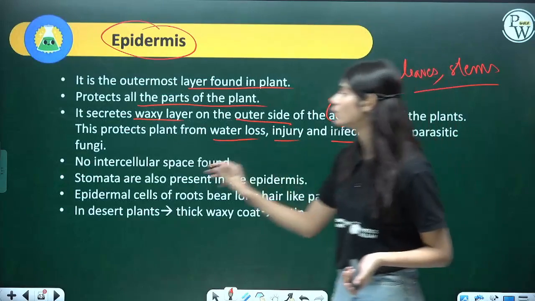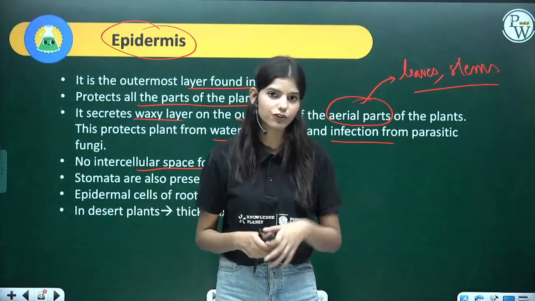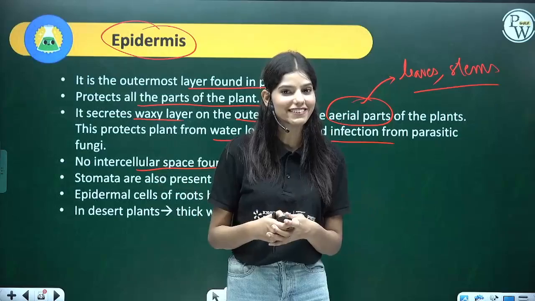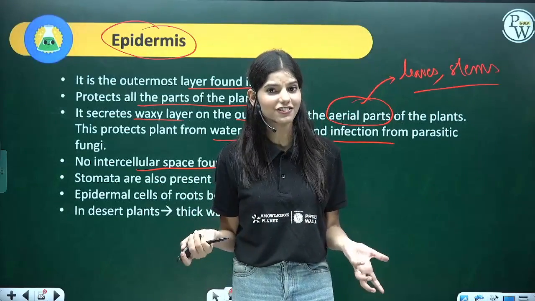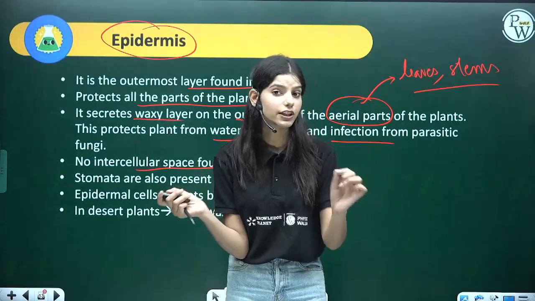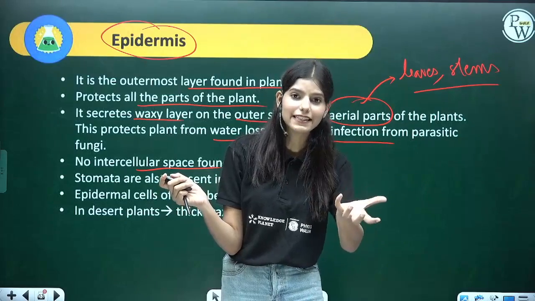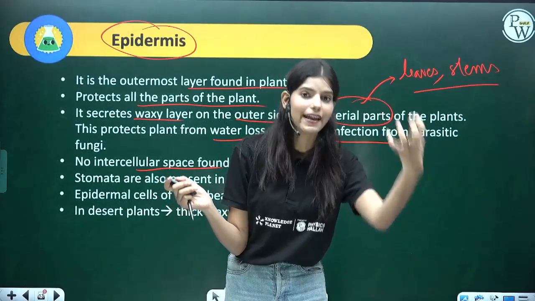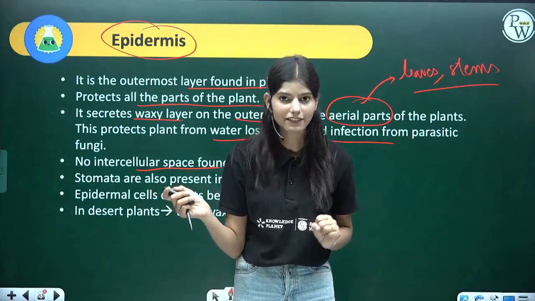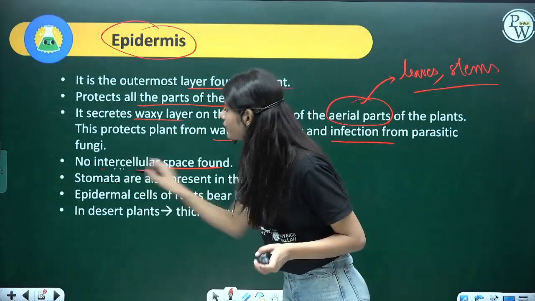Also, guys, there are no intercellular spaces found in the epidermis. Can you think of a reason why the epidermis has no intercellular spaces? Why are the cells so compactly arranged? Because they form a protective covering for the plants, and if there is a gap in the protective covering, then material or bacteria or infectious agents can enter the parts of the plants and easily infect them, right? And that's why the epidermis has no intercellular spaces.